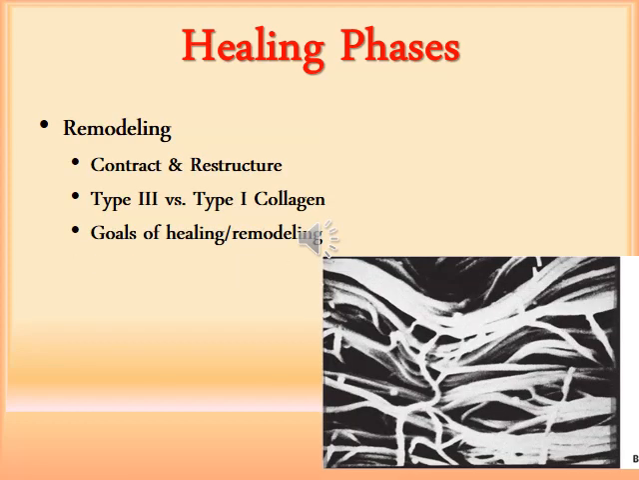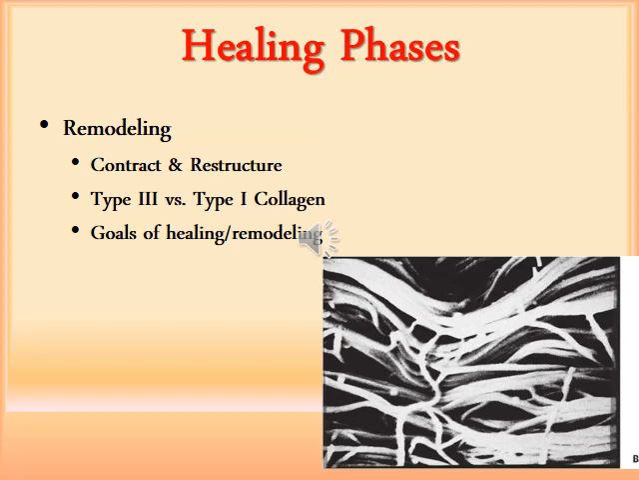Now the last part we're going to be looking at with the healing phase is the remodeling, and remodeling is the third and kind of final phase. So you have your acute inflammatory, your repair, and your remodeling phase. The remodeling phase is also known as the contract and restructure phase. What you're going to get here is a decrease in the amount of capillaries and the myofibrils, and the goal of this phase is to allow the tissue to remodel along the lines of stress.